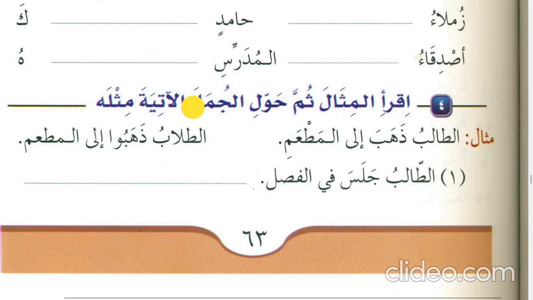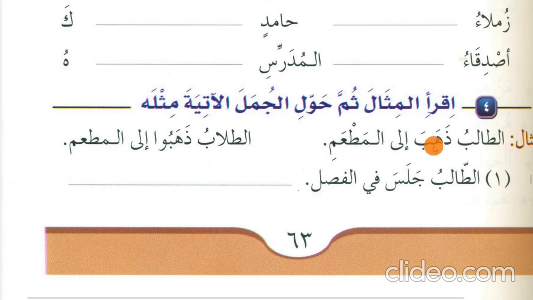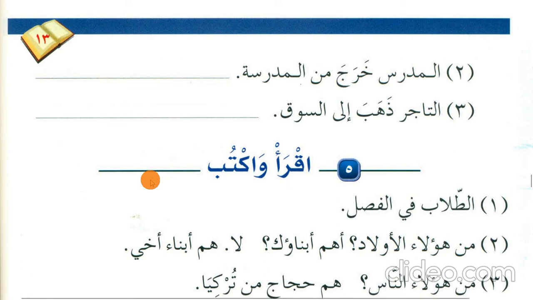Ikra'il misala thumma hawwil al-jumal al-atiya mithlahu. Read the example, then convert the following sentences like it. At-talibu zahaba ila al-matam. The student went to the restaurant. At-tulabu zahabu ila al-matam. The students went to the restaurant. So you see, talib singular, tulab plural. Zahaba singular, zahabu plural. At-talibu jalasa fil fasl. The student sat in the class. At-tulabu jalasu fil fasl. The students sat in the class.